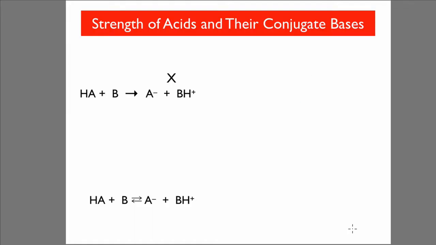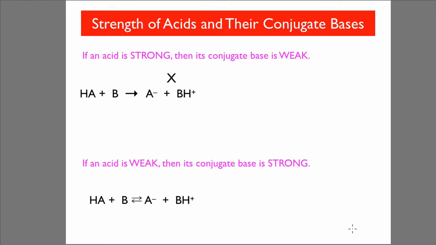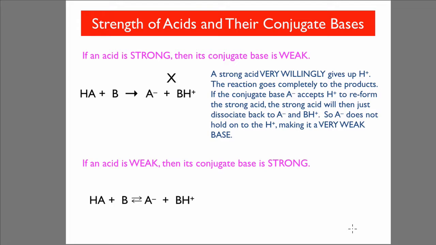So, strength of acids and their conjugate bases. Let's have a think about this. If an acid is strong, then its conjugate base is weak. Conversely, if an acid is weak, then its conjugate base is strong. And this will make sense.